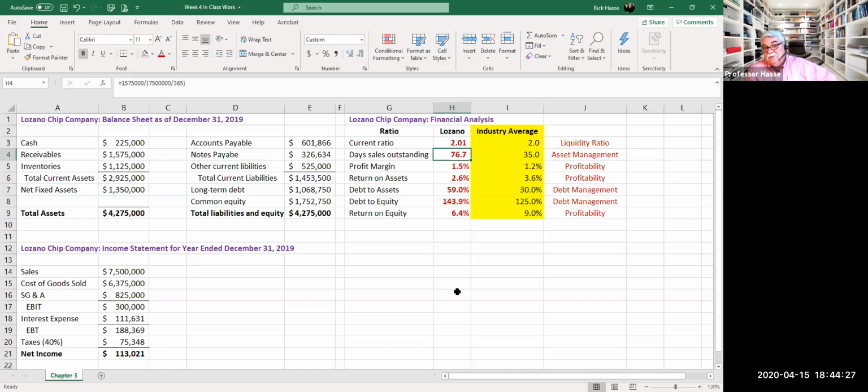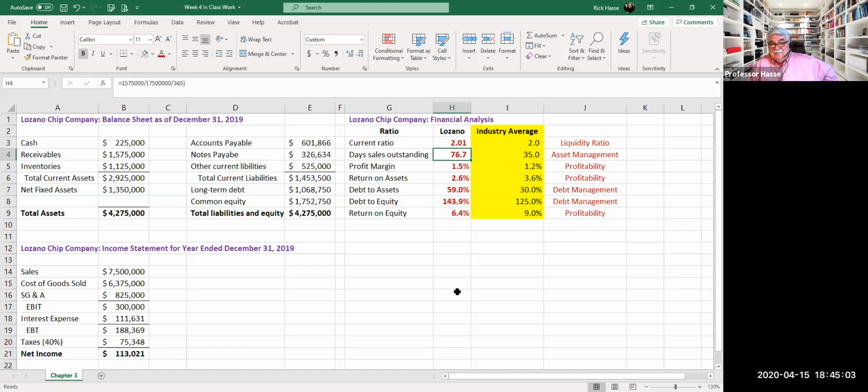But what it still means, no matter how you did it, is this company takes double the time to collect their receivables. And that is a problem. That's 77 days from the time we sell our product till the time we get the cash. That's not cool, all right? The industry average is about the average of all companies, about 35 days. 30 to 35 days it takes most businesses to collect their invoices, their receivables.